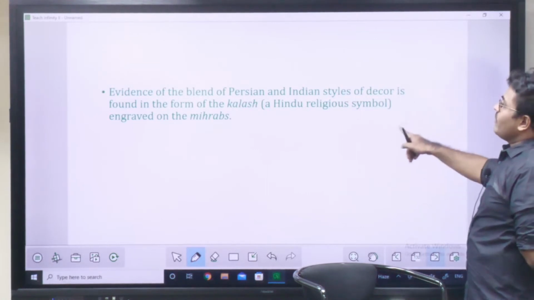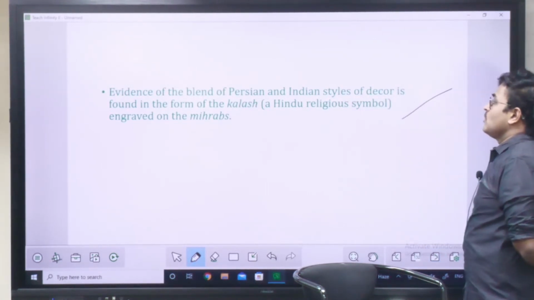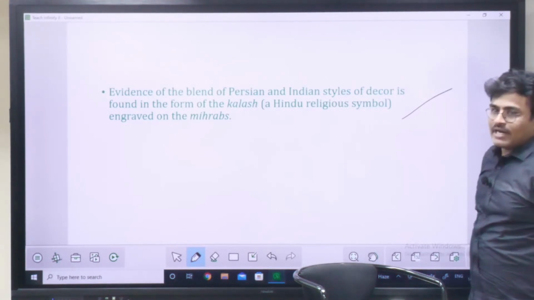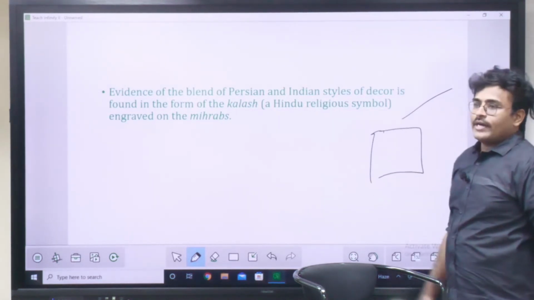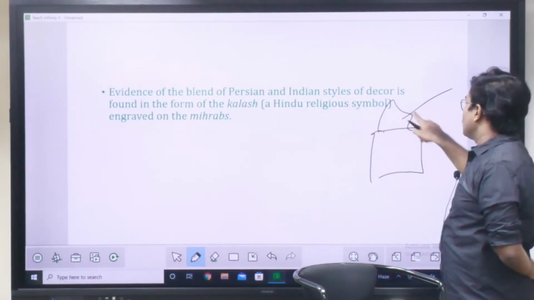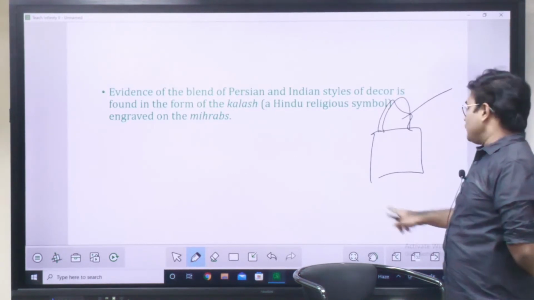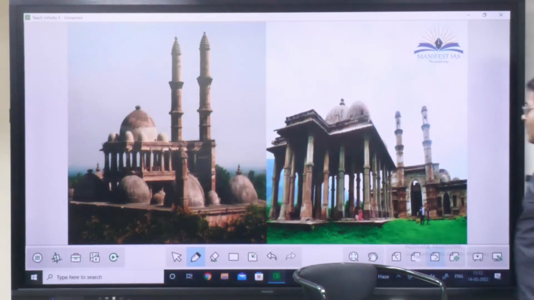So this is evidence of a blend of Persian and Indian styles of decor, in the form of a kalash engraved on the mihrab. The mihrab is there, right, which shows the direction of Kaaba. On top of it, they started placing the Hindu kalash. Kalash on top of the mihrab. So this is Champaner-Pavagadh Archaeological Park.